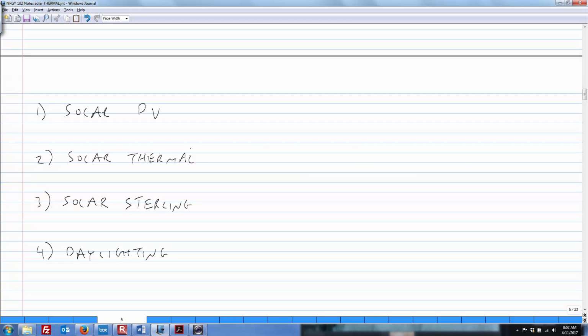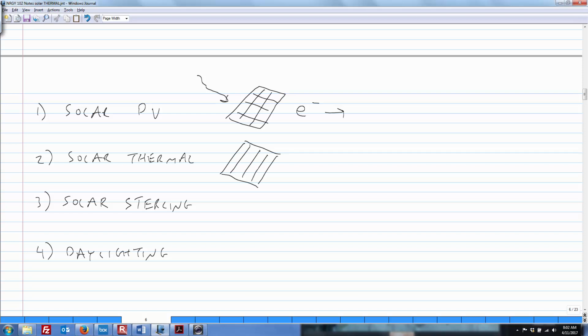All right. Next thing is our four different ways that we can use the sun. So solar PV, this is where we have a panel. The panel is going to look like this. The sun's radiation comes in and electricity comes off. Solar thermal, that's typically going to be a big black panel. Black panel, solar thermal. And in this case, we're going to have heat coming off.